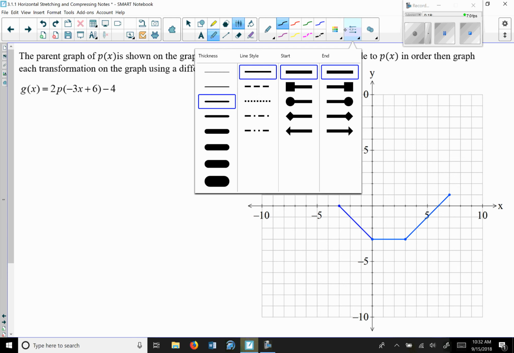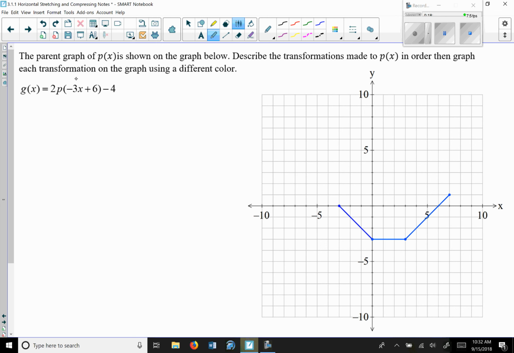So the first thing we want to do is, of course, factor out our b value because it's attached to x right now. So g of x is equal to 2 times p of (-3(x - 2)) - 4, and of course we're dividing -3 out from 6, so 6 divided by -3 would be -2. And for this, again, you can check. -3 times x is -3x. -3 times -2 is 6, so that checks our work. So we already have our parent graph, so then we're going to start our transformation.